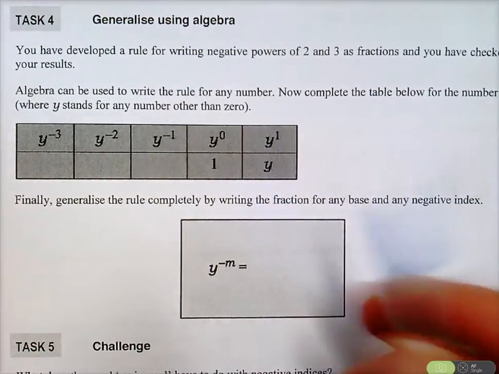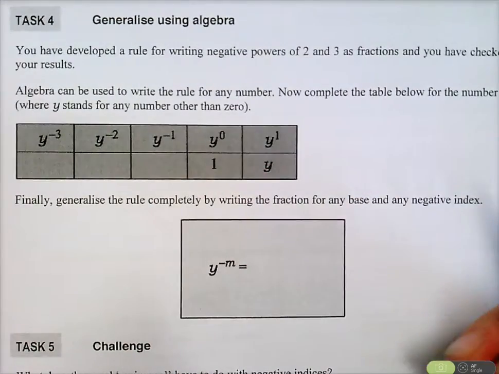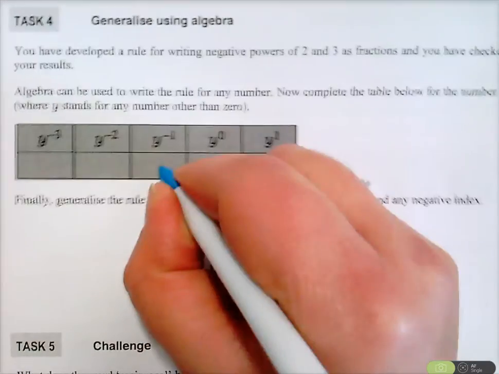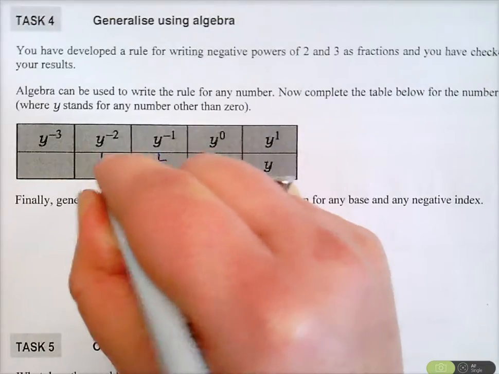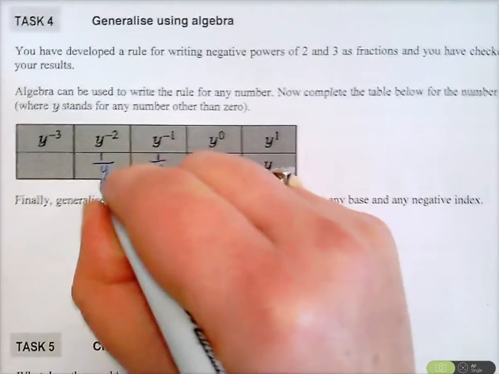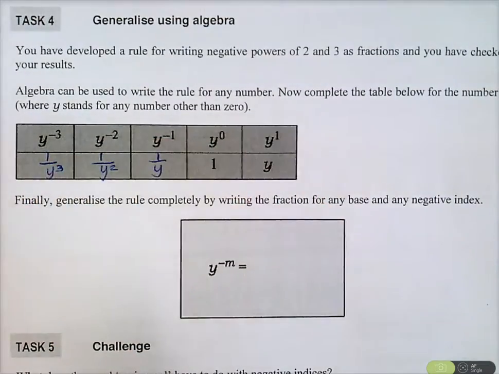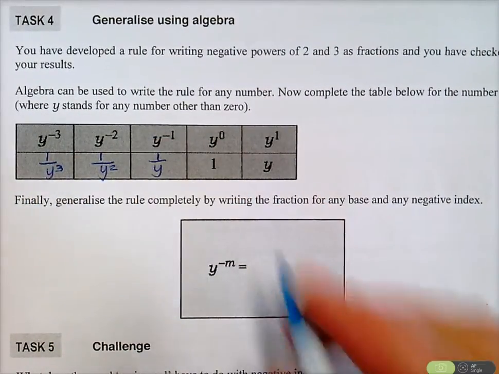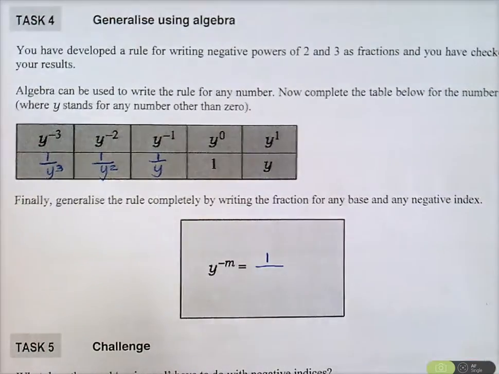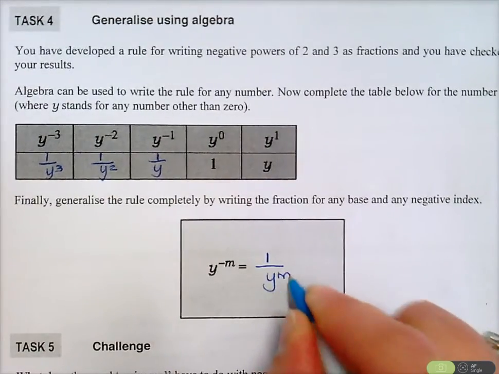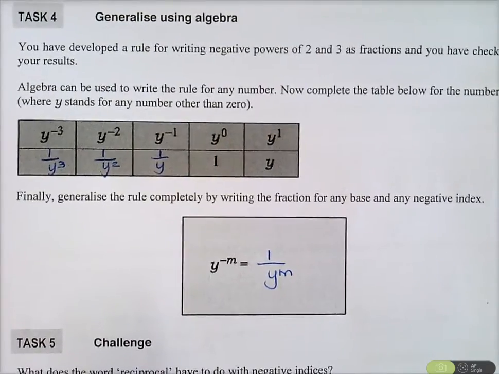So if y to the power of 1 is y, and y to the 0 is 1, what do you think y to the negative 1 is? 1 over y to the 1, which is 1 over y. What about the next one? 1 over y squared, 1 over y cubed. In general, y to the power of negative m is, what does the negative mean? 1 over y to the power of m. Okay? Y to the power of negative m is 1 over y to the m.